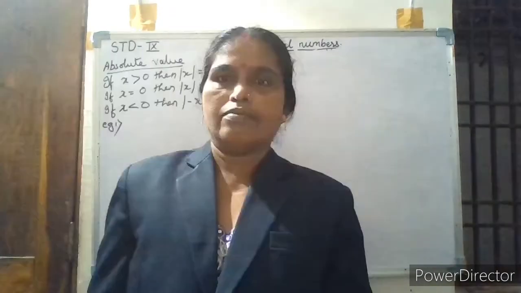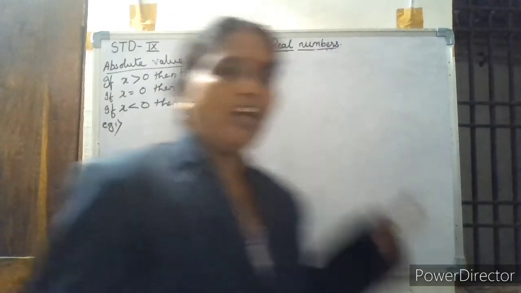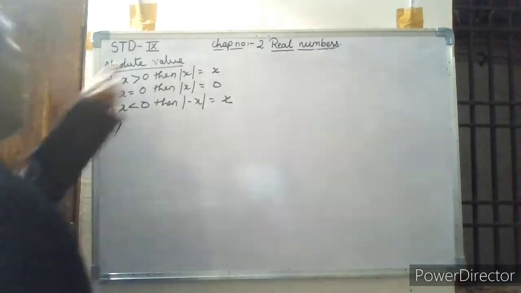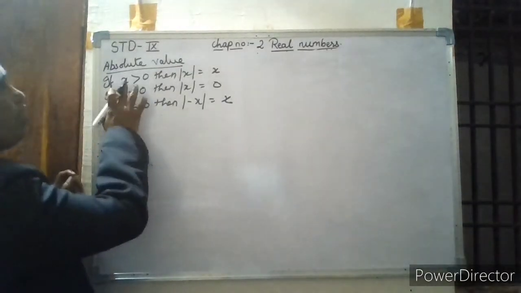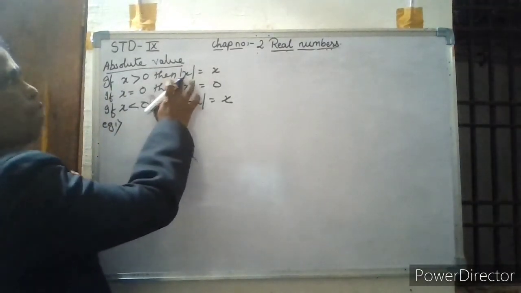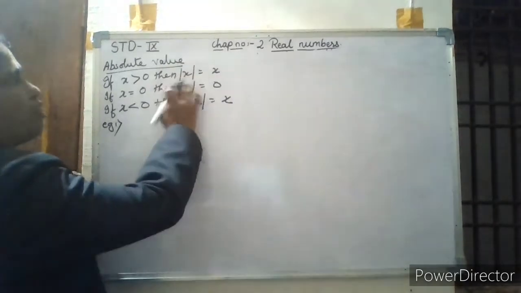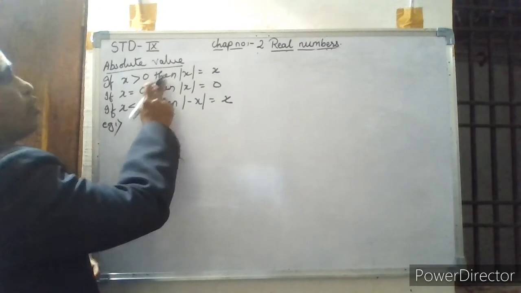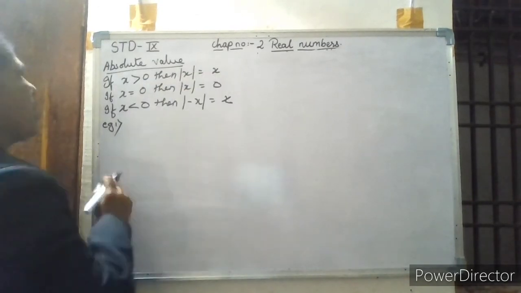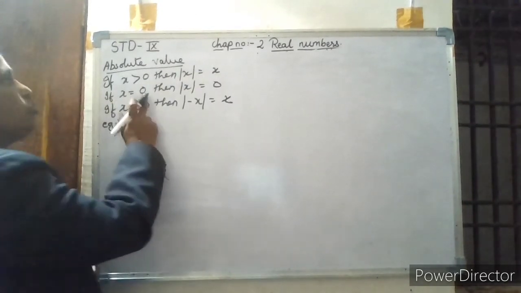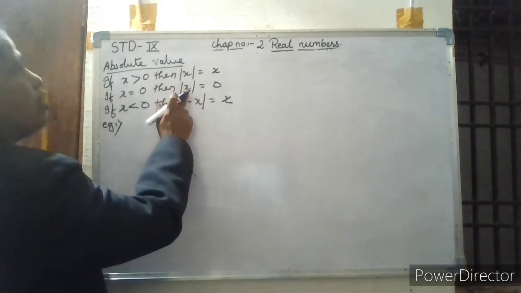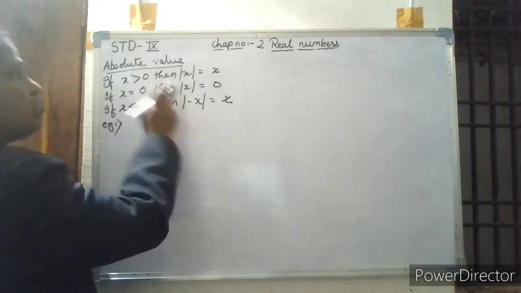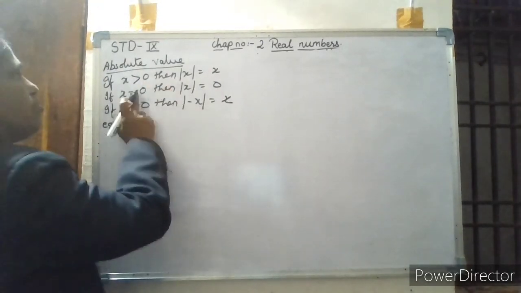Now this is the last topic of the chapter, absolute values. If suppose x is greater than 0, then absolute of x is equal to x. It is also called modulus. This is the modulus symbol. And if x is equal to 0, then absolute of x is equal to 0. That is, absolute of x's value is 0. Absolute of 0 is 0 only.